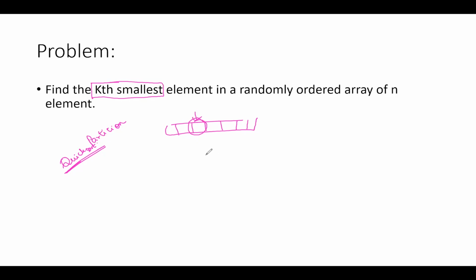Let me take an example. Suppose the array I've taken is 90, 10, 30, 20, 70, 60, 40, 50, 100, and 80. Now, suppose the k value is 4, that is, the fourth smallest element I need to find out. If you see here, I have 10, I have 20, I have 30, then I have 40. So according to the problem statement, my output should be 40, because 40 is the fourth smallest element.